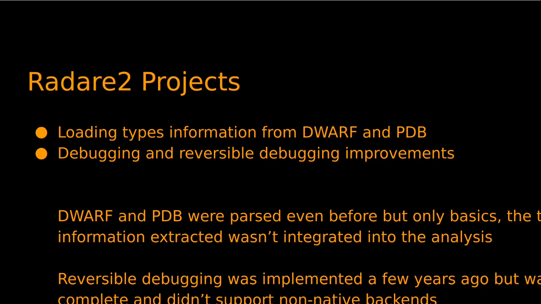For Radare, we have 2 important parts. It's loading types information from DWARF and PDB. As I mentioned before, they both were parsed even earlier, but the parsed information wasn't deeply integrated into analysis and main Radare facilities and also Cutter facilities. And second, reversible debugging and general debugging improvements. This summer, a lot of work had been done on rewriting reversible debugging and fixing some important debugging bugs.